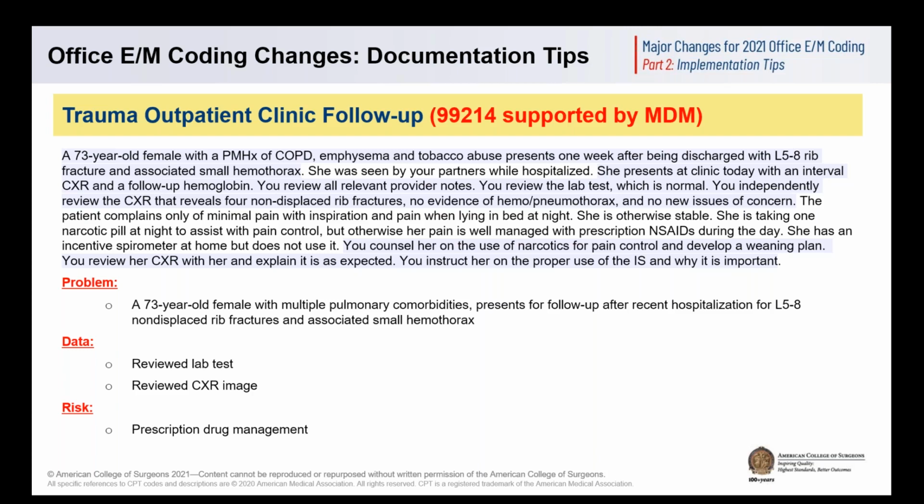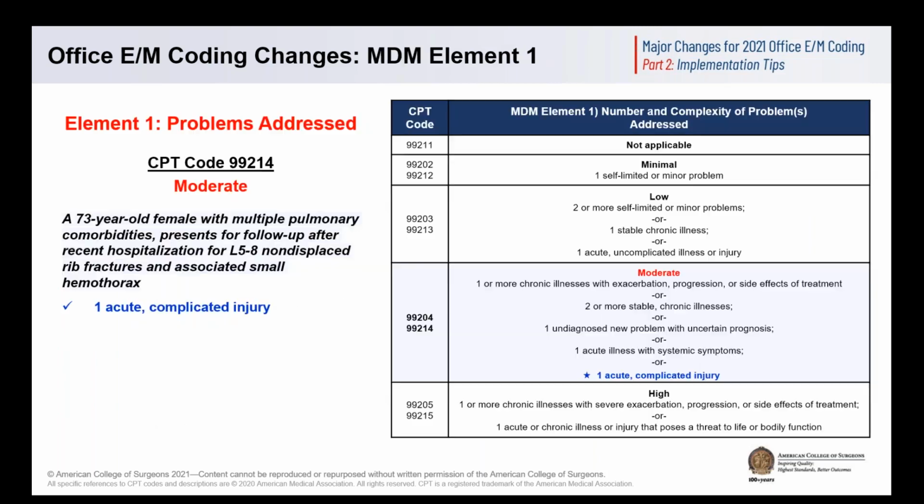You counsel her about the use of narcotic pain medication and develop a weaning plan for her. You talk to her about her chest x-ray and incentive spirometry. So again, we have a problem, the 73-year-old female with several rib fractures, data, lab tests and chest x-ray, and risk, prescription drug management. Next slide, please.